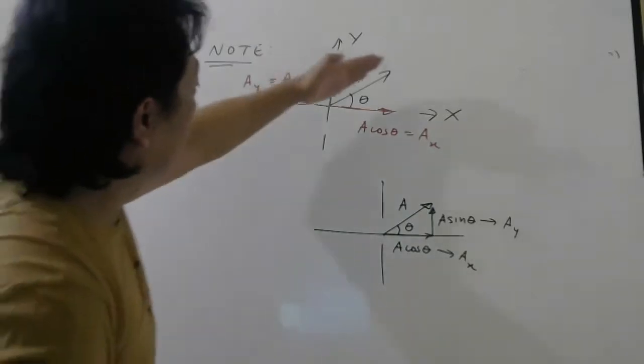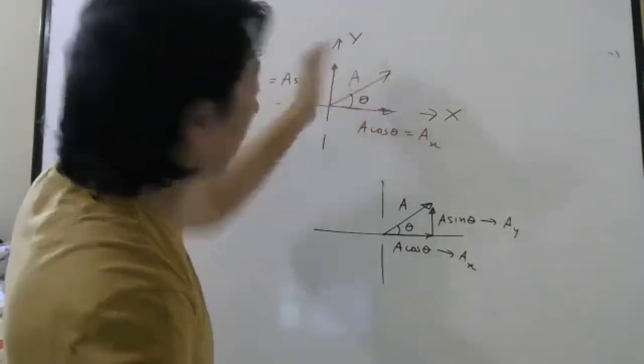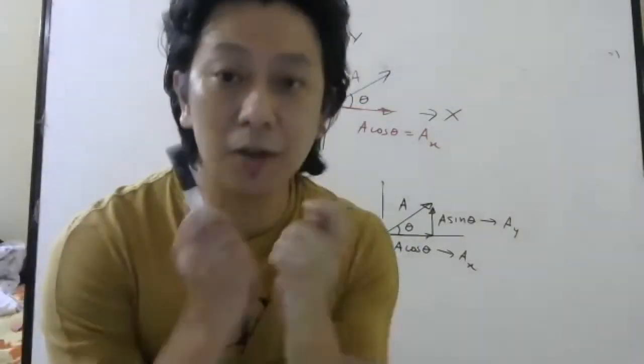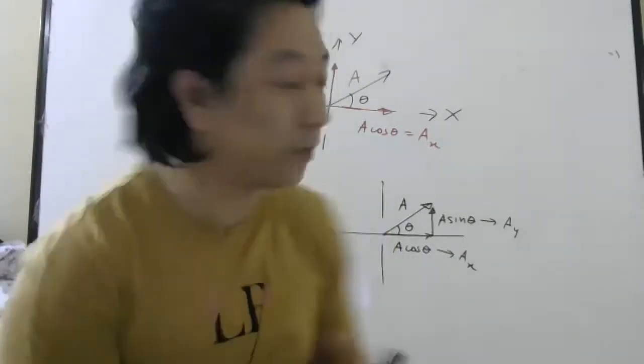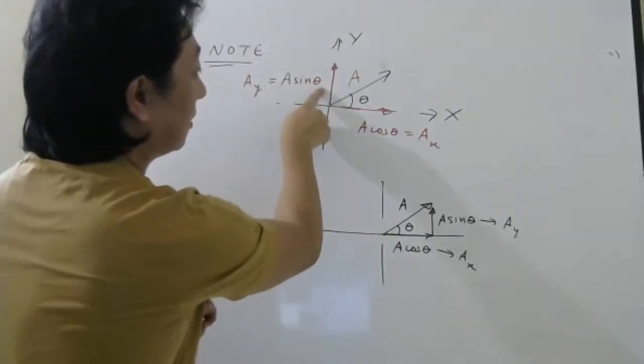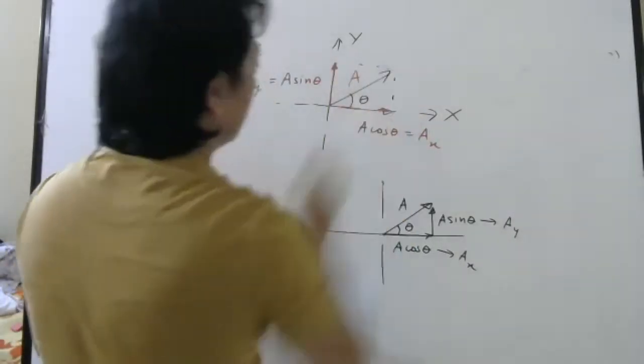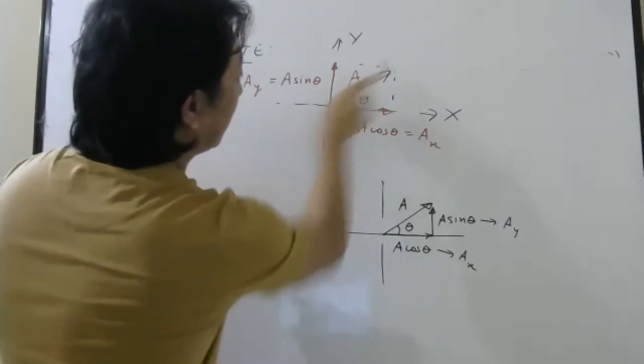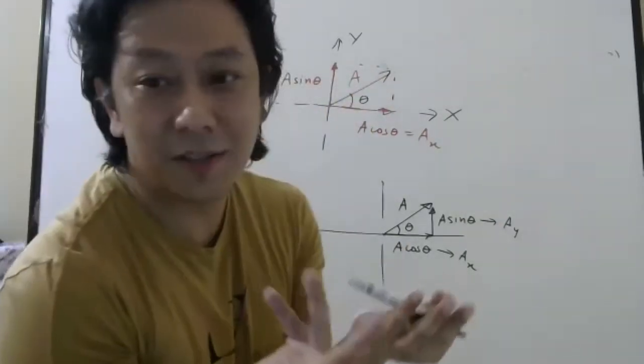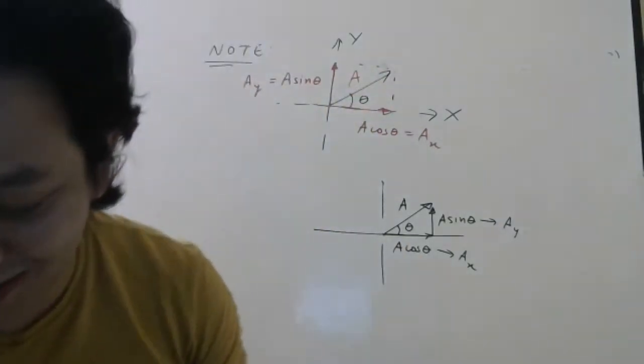So whenever a vector is given, you can take two components. Again and again I'm saying why we are calling them components: because if you add this and this, you will get this, according to the parallelogram law. So if you add this and this, you will get this. So these two are called components.